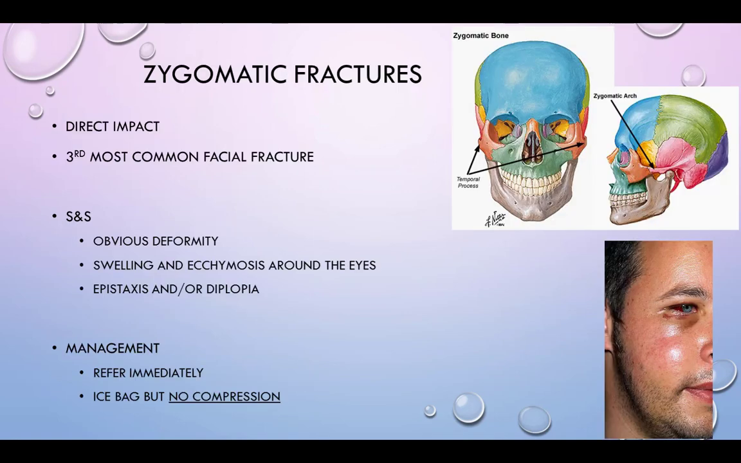Zygomatic fractures occur most often as a result of direct impact. They are the third most common facial fracture. Signs and symptoms include obvious deformity, swelling, and ecchymosis or bruising around the eyes, epistaxis or a bloody nose, and/or diplopia, which is double vision.